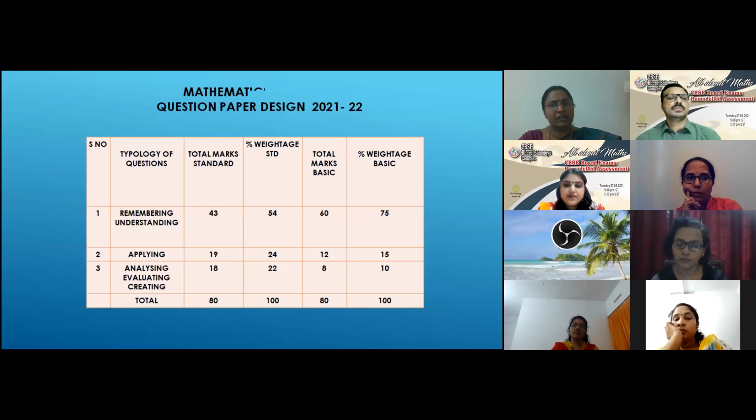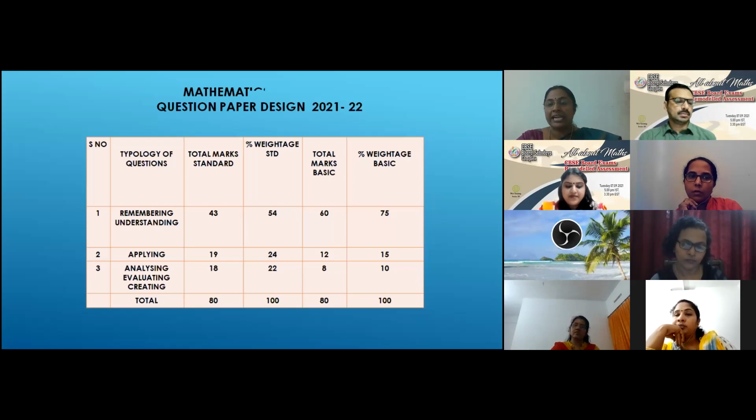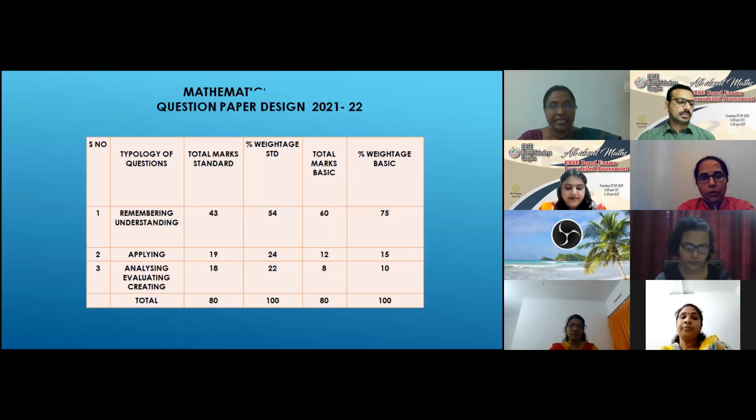The main reason, as we know as mathematics teachers, is that many of the problems which we are giving children, it is not possible to categorize in the form of analyzing questions, evaluating questions and creating questions in regard of mathematics. CBSE also understood the same. That's why the first level, remembering and understanding, they have clubbed together.